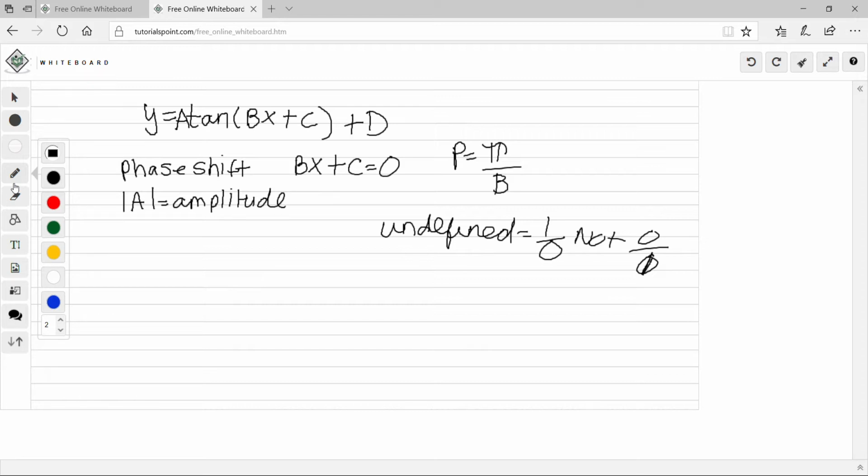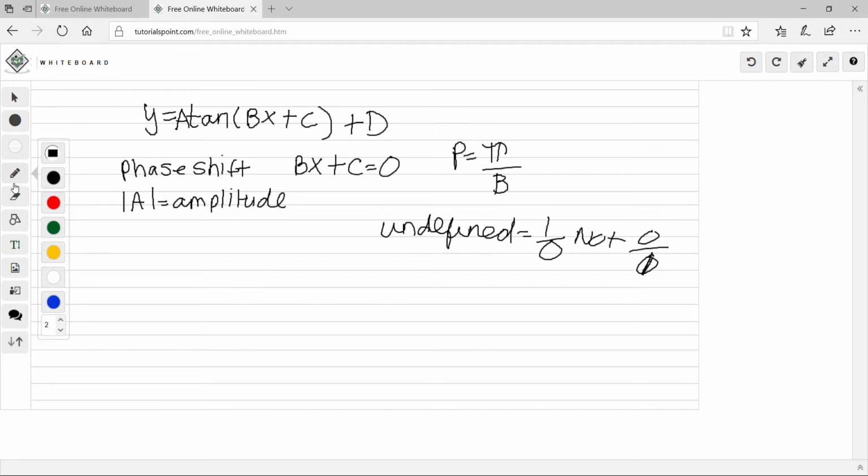So we're given y equals a tangent of bx plus c, plus d. Just like the sine and cosine graph, the phase shift comes from bx plus c, and then you solve for b. And the amplitude is the absolute value of a. The only difference is that our period is pi over b, not 2 pi over b, so that's really the difference. And then we also have vertical asymptotes where tangent is undefined. Undefined means 1 over 0, not 0 over 1. So you're going to have vertical asymptotes.